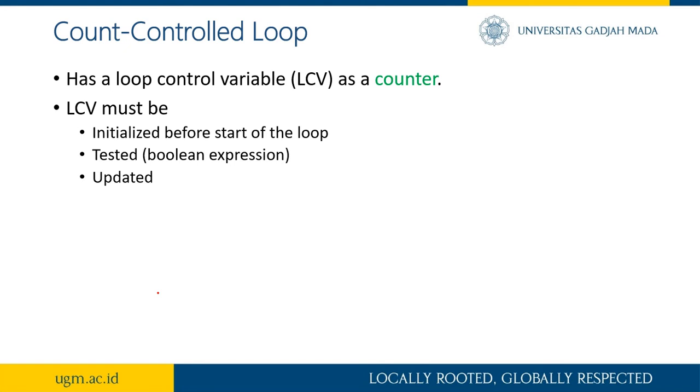This one is a count control loop. So we use what we call the LCV, loop control variable, as a counter. It will be initialized, then tested, and updated. So what does it mean?